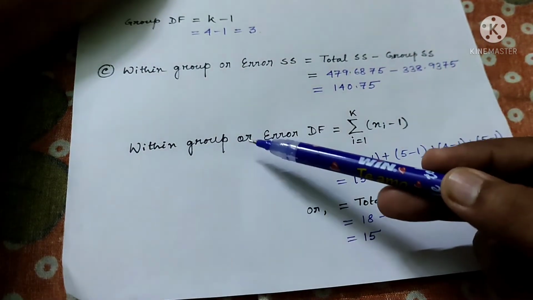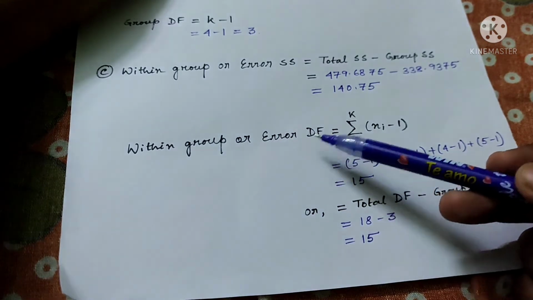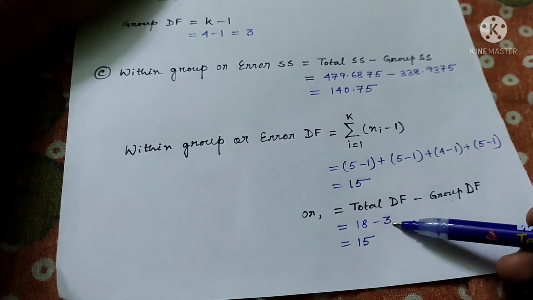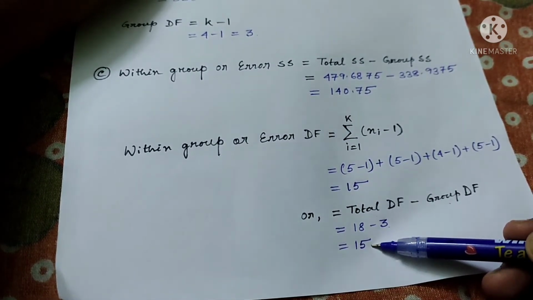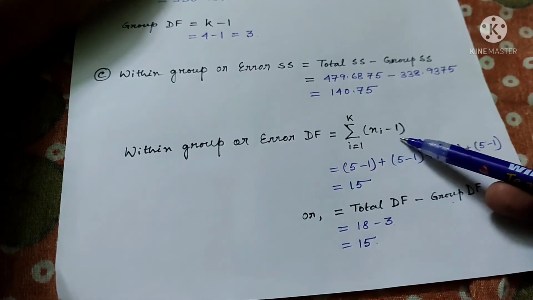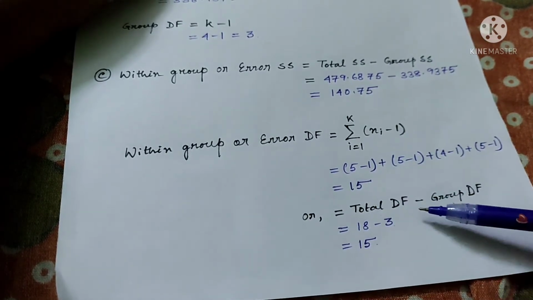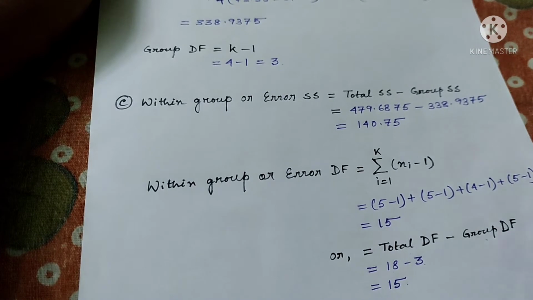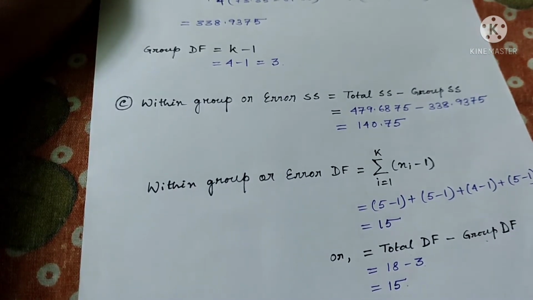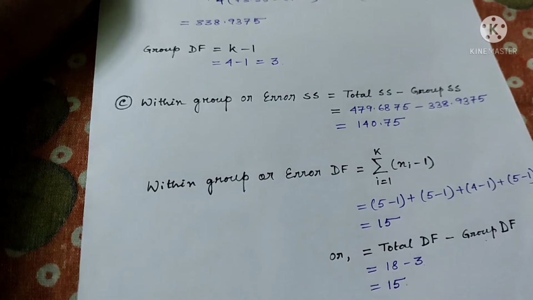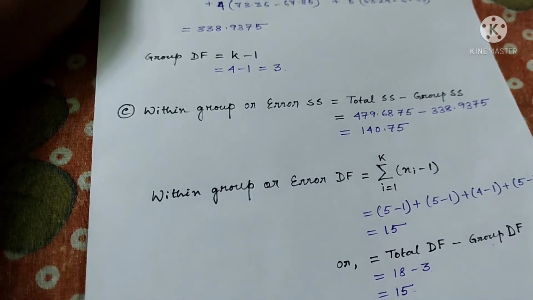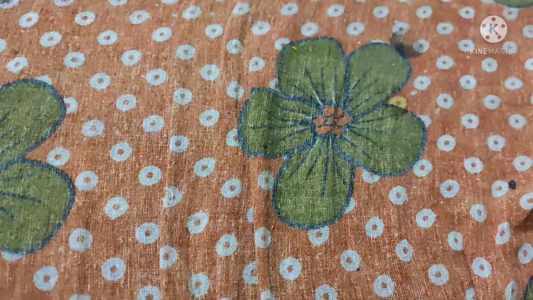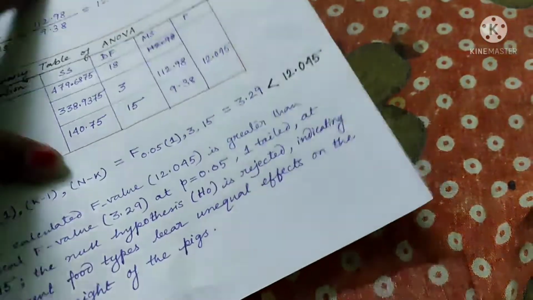Similarly, to find out the error DF or within group DF, you can just subtract group DF from total DF, that is 18 minus 3, and you will find the error DF as 15. This is another formula you can also use, but I think this will be easier. Now you have got everything: values for total SS, total DF, group SS, group DF, error SS and error DF. Now you have to form an ANOVA table, and before that you have to find out some other things like error MS and group MS.